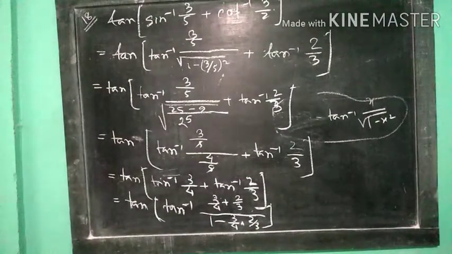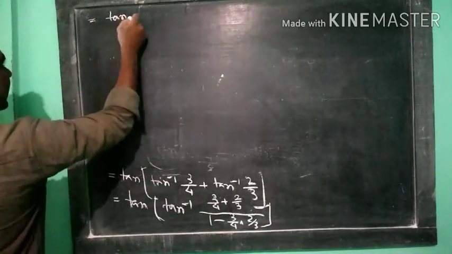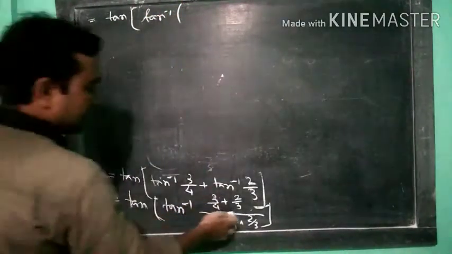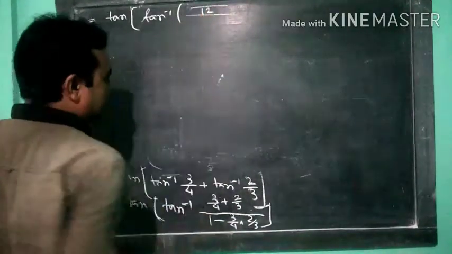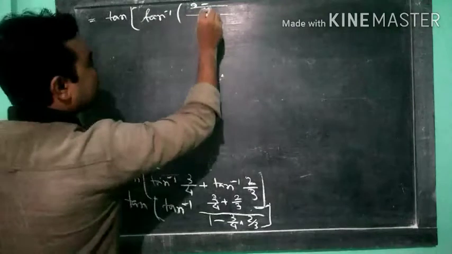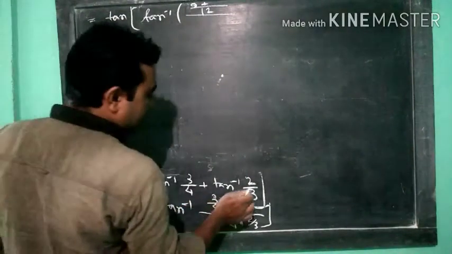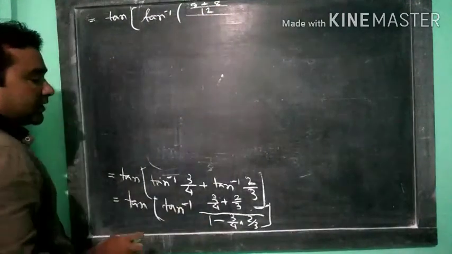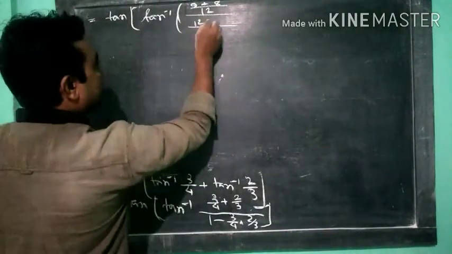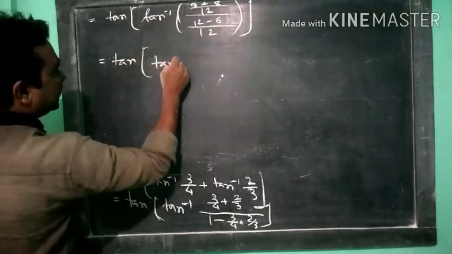After calculation we will get the answer. This implies that this is equal to tan whole into tan inverse. If I calculate, taking 12 as the LCM, then 12 by 3 is 4, 3 by 3, 9 plus 9 plus 3, 12 by 4 times 4 plus 2, sorry 8, divided by 12 is the LCM, then 12 minus 6, this is complete. This is equal to tan whole into tan inverse.